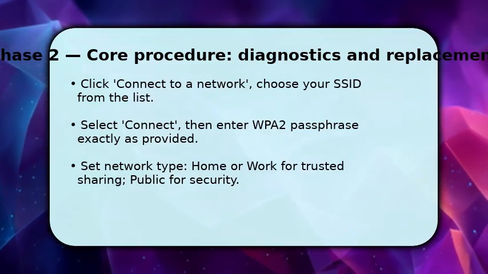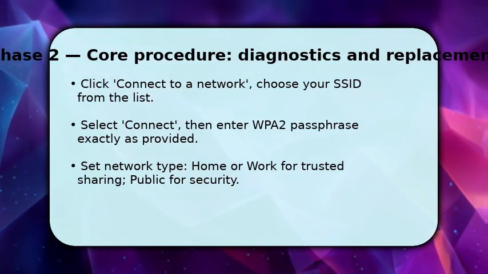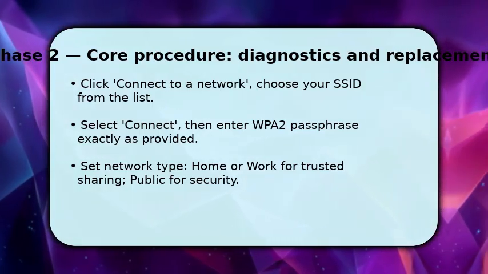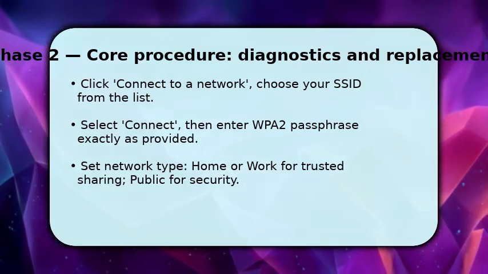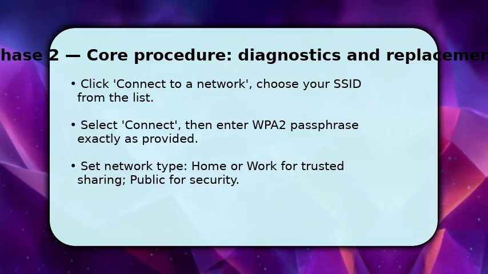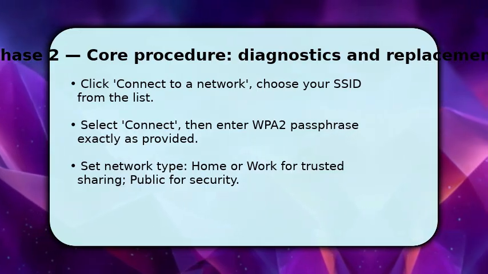Now choose your SSID from the list and click Connect. Windows uses WPA2 by default when available, which is why you enter that passphrase next. Type the password exactly, including uppercase letters and special characters, because wireless authentication is exact. Then click OK and let Windows obtain an IP address.